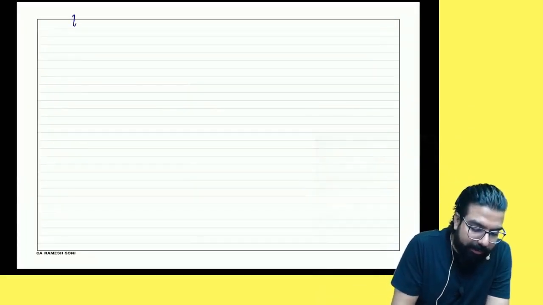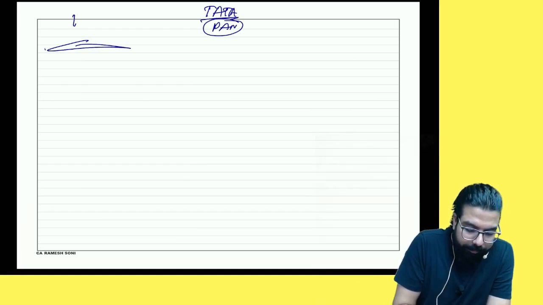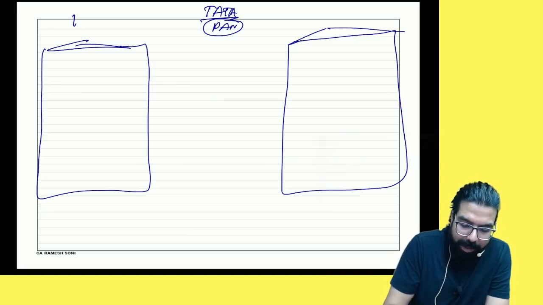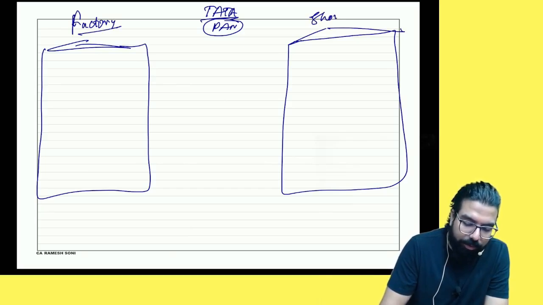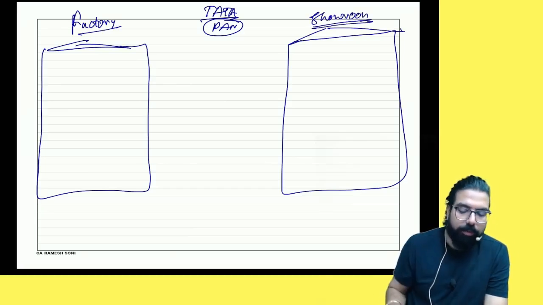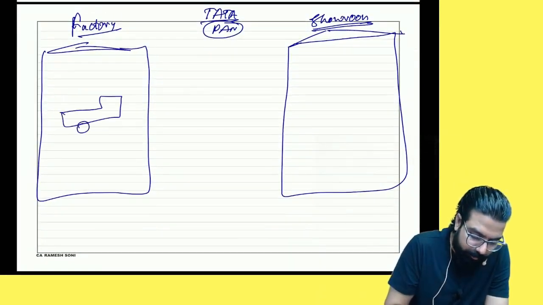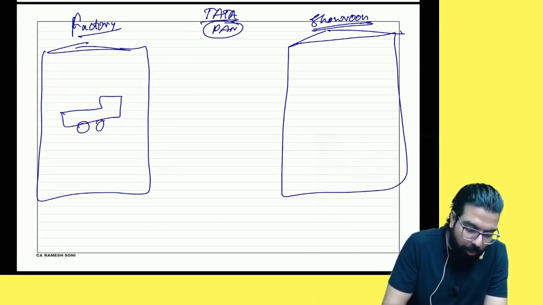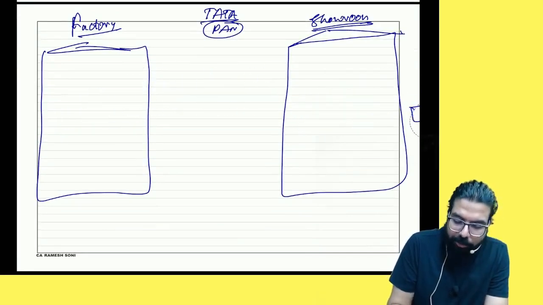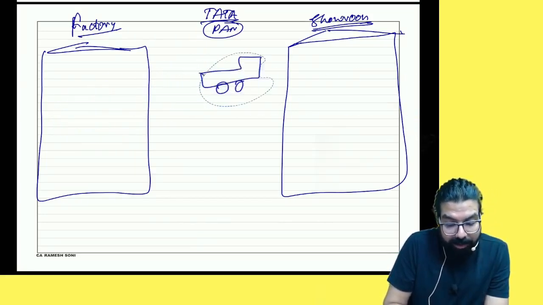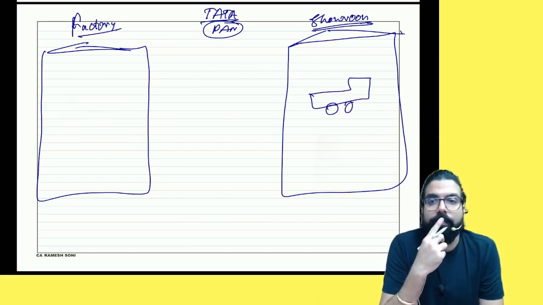This is Tata's. Under their PAN number, they have a factory and they have a showroom. In the factory, they make trucks. In the showroom, they send the truck so that it can be sold further to the customer. My question here is, when the truck is sent from the factory to the showroom, will it be a supply? Why yes?